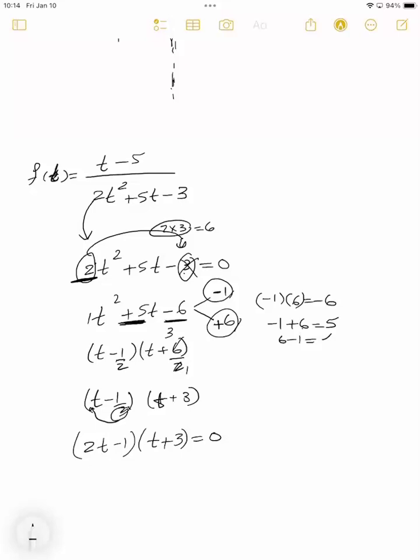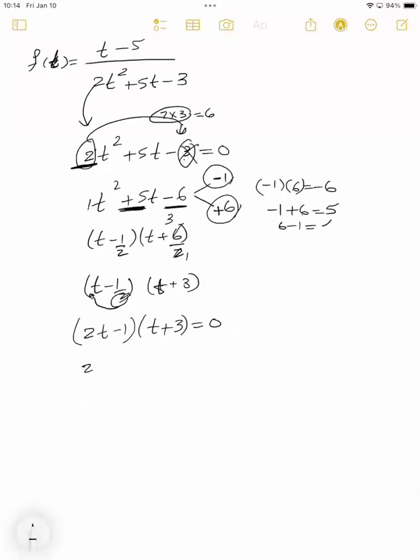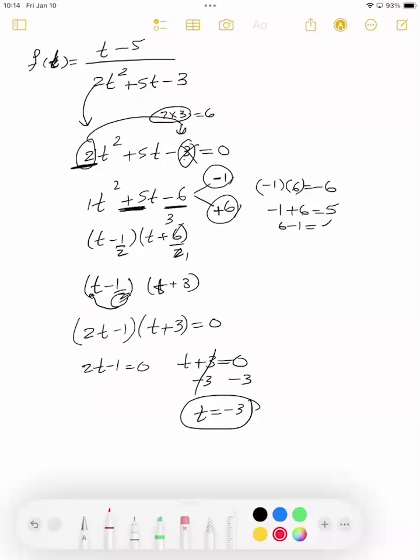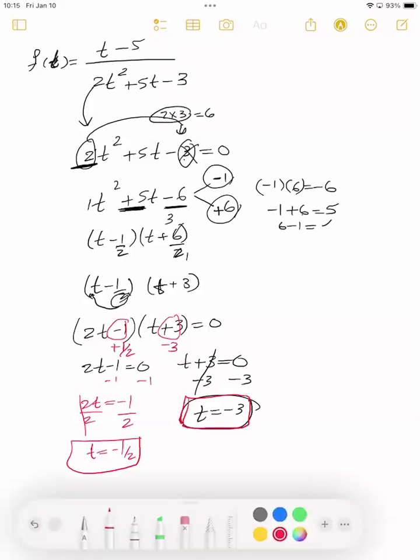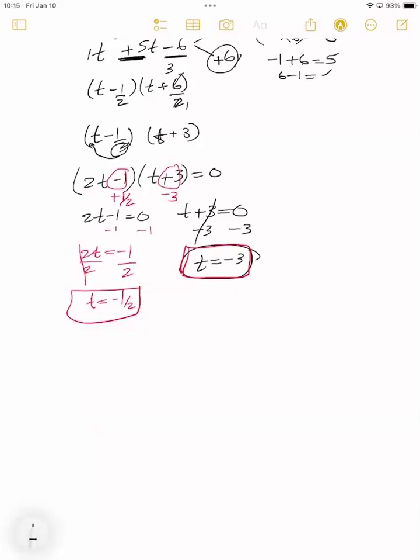Then you set it equal to 0. And you solve each parentheses. Subtract 3, you get t is negative 3. Or you can do the trick here and say the opposite of positive 3 is negative 3, and the opposite of that is positive 1 over that 2. Or just go ahead, subtract 1, divide by 2, you get t is minus 1/2 is a vertical asymptote, and t is minus 3 is another vertical asymptote. So you put those vertical asymptotes to remind yourself that you're not going to have a graph there.